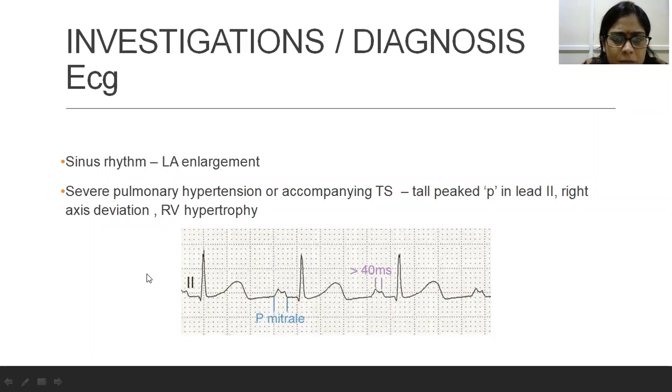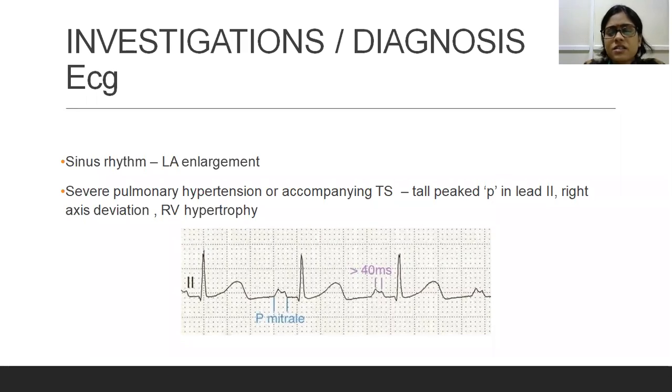When you have severe pulmonary hypertension or accompanying tricuspid stenosis, you'll see a tall peaked P wave, seen in lead 2. You can also see right axis deviation as a result of pulmonary hypertension, and you can also see right ventricular hypertrophy.